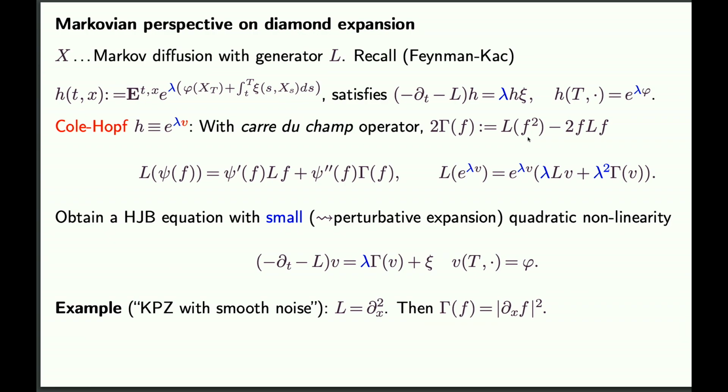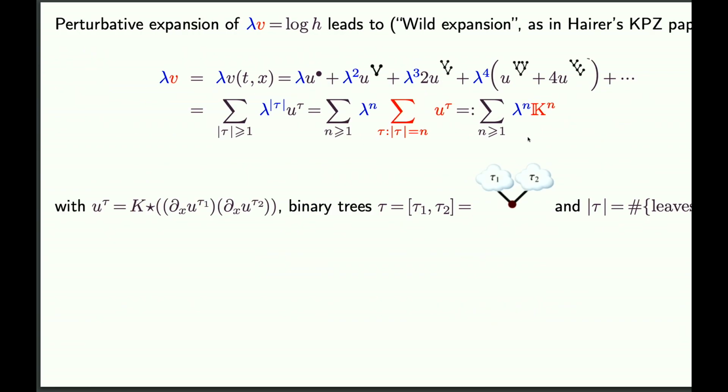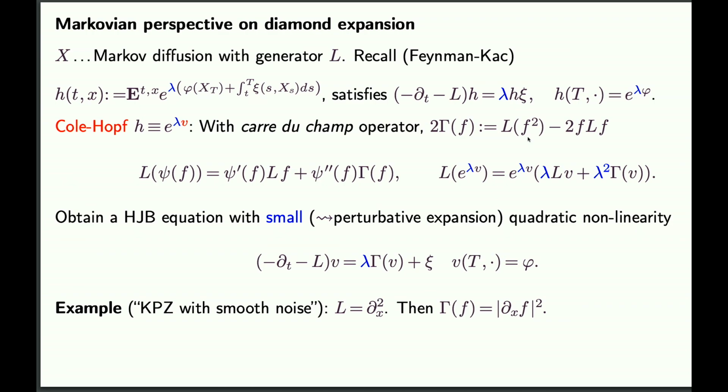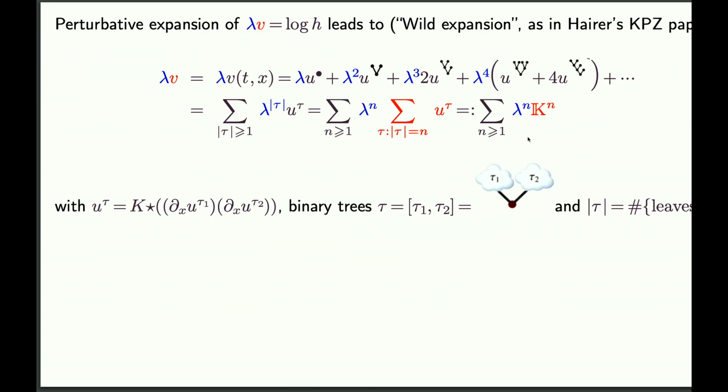You study it in the somehow weakly nonlinear regime where this is small. You do a perturbative expansion, and you quickly see, because of the quadratic structure here, that the good thing is to expand this in terms of binary trees. And so the labeling here, I've copied this straight from Martin's old KPZ paper. The labeling here is, when you have a tree here, a binary tree, that you can write as the root joining of two binary trees, then U_tau is defined as, this is how the recursive structure works.